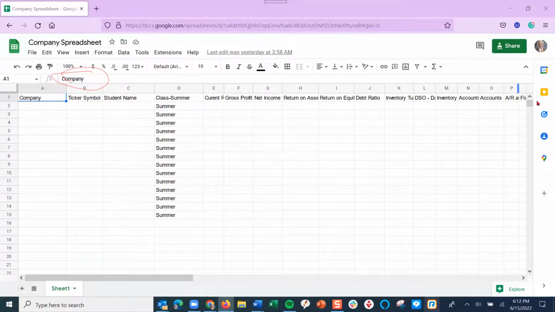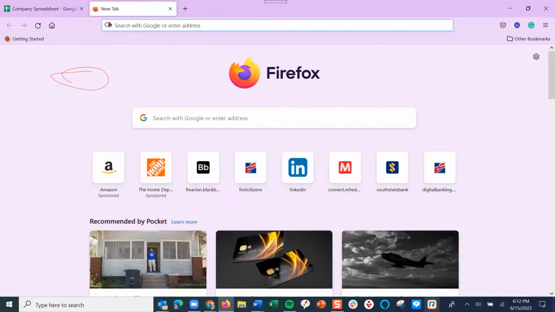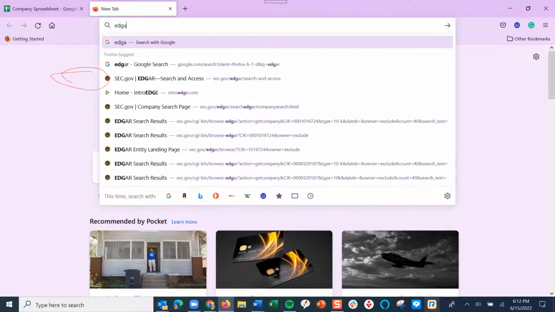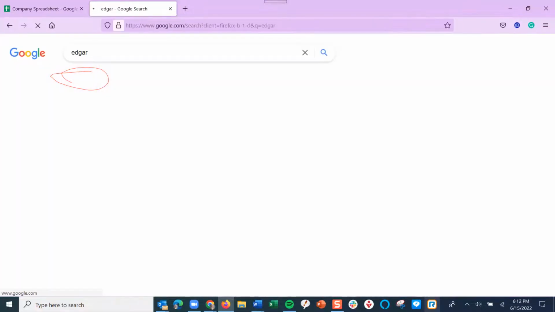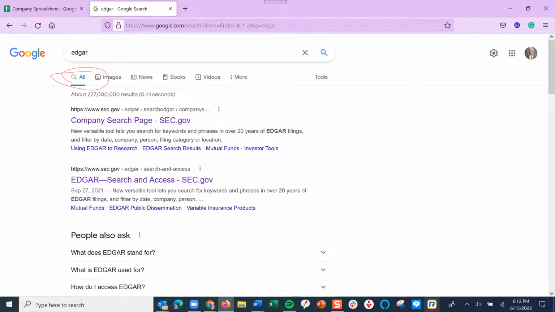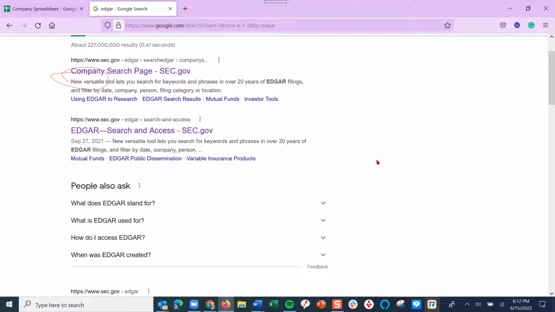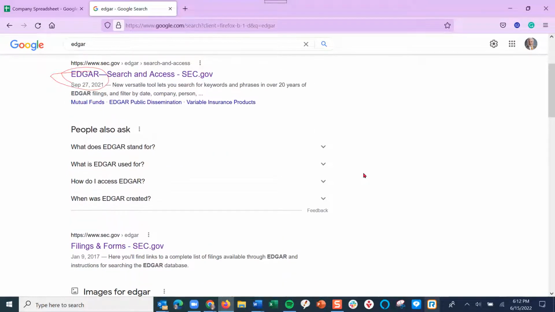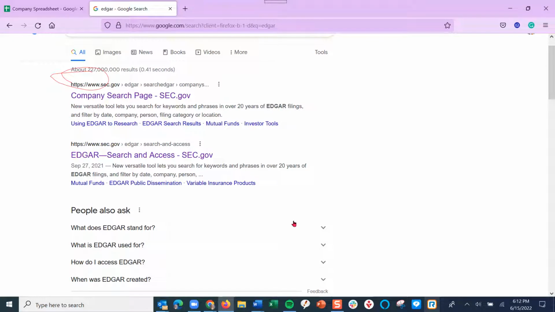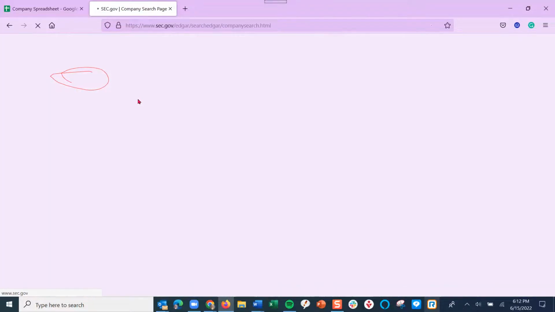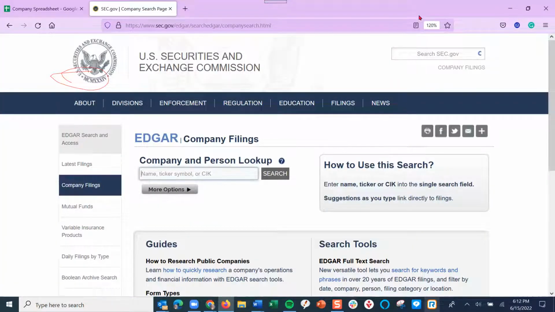So now let's go back, and I'm just going to do a quick Google search here. I'm going to type in Edgar. Now it might find Edgar Allan Poe, it might find some other things, but it typically will jump first to the SEC's Edgar company search page, search and access. And that's what I'm going to do. Let's go ahead and access. We'll start with the basic search page. Clear out that scribble that is there.